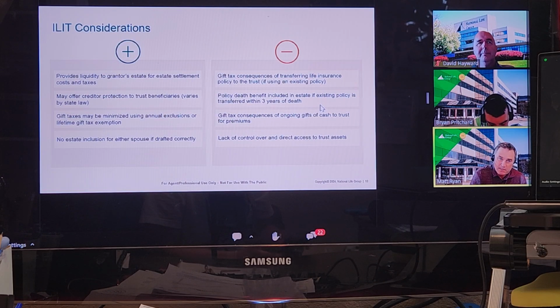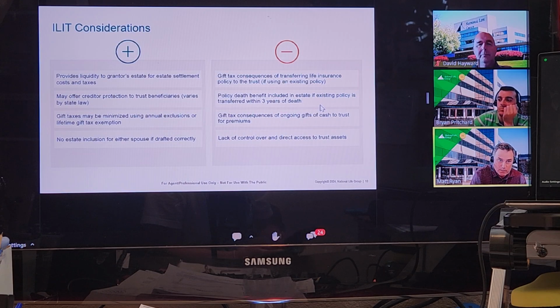Gift taxes might be minimized using the annual gift exclusions, and no estate inclusion for either spouse if it's drafted correctly. Some disadvantages are the gift tax consequences of transferring the life insurance policy to a trust, right? In this case, $400,000. Remember, he might not want to use any of his lifetime gift exemption. There's also going to be a 3-year look back period if it's not sold to the trust. Maybe he's in poor health. Maybe there's a chance he might not survive. So you might want to think about selling the policy in that scenario as opposed to gifting it.